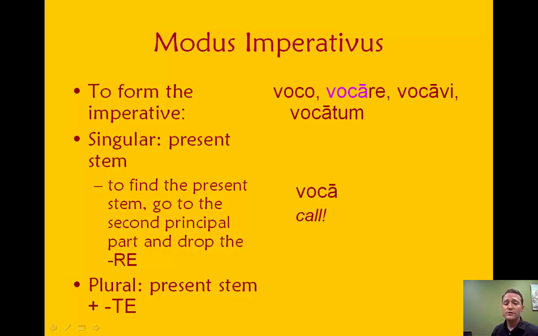But if I'm speaking to a larger group, Latin has a way of differentiating that, and so we add another ending to it. So we take that present stem, voca, and we add te to it. So if I'm telling everyone to call for help, I would say vocate, vocate. So notice voca, I'm only talking to one person. Vocate, I'm talking to more than one person.